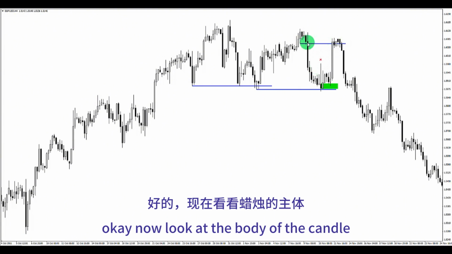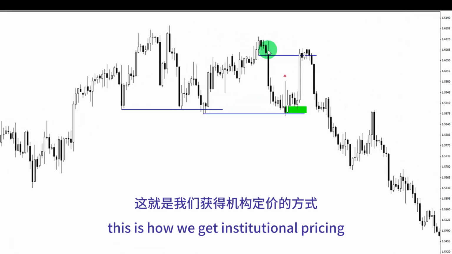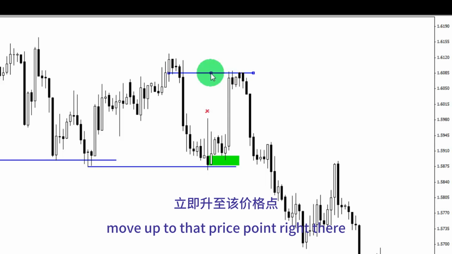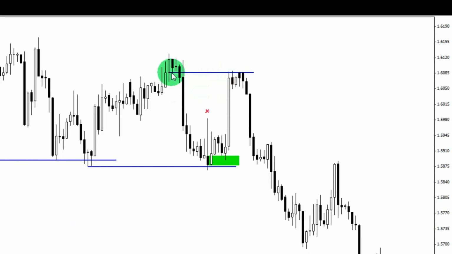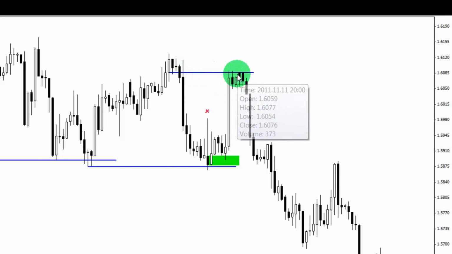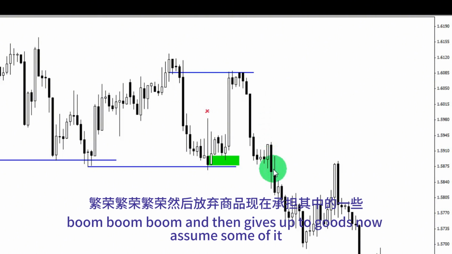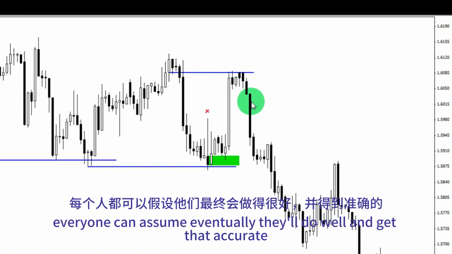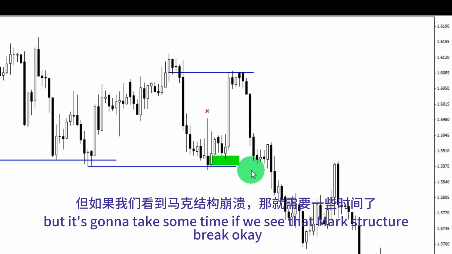Now look at the body of the candle. This is how we get institutional pricing. We move up to that price point right there. You see that? Price comes right up into it. See how handsomely that's done? Boom, boom, boom, and then finally gets up to it. Now, assume for a moment you are not able to get that, and that's fair. Everyone can assume; eventually they'll do well and get that accurate, but it's going to take some time.